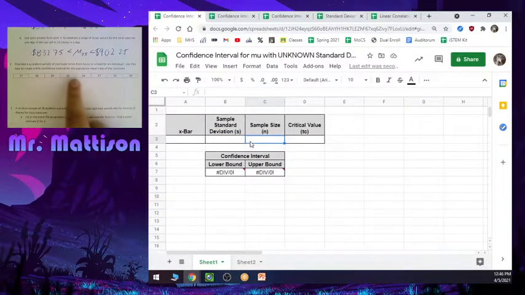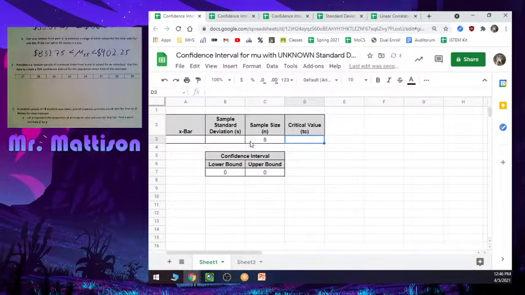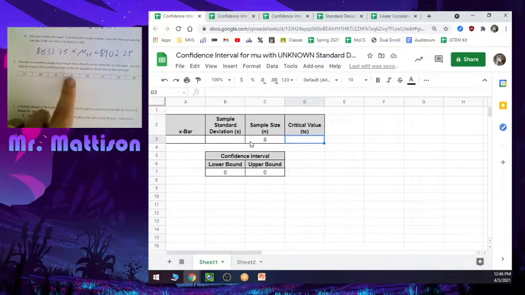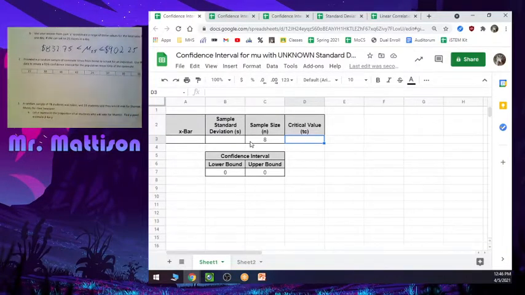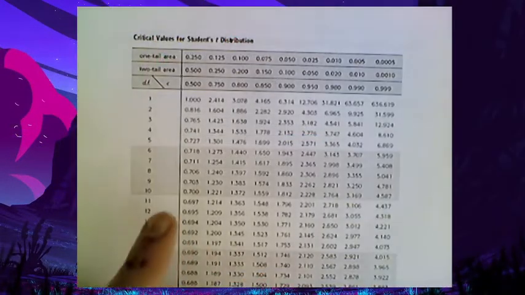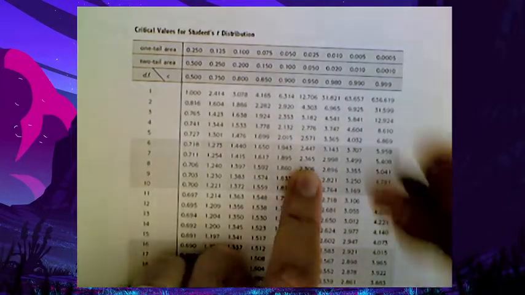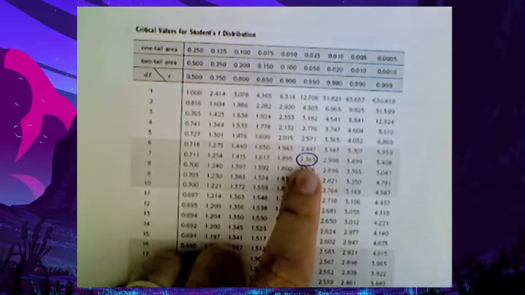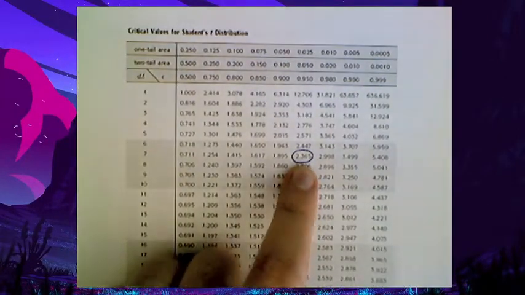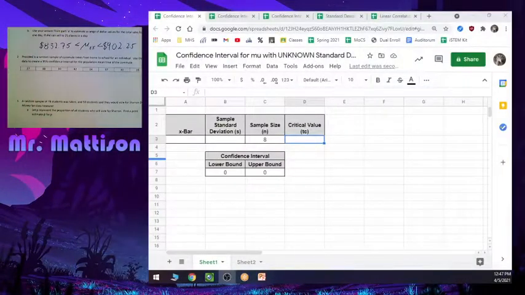I got 1, 2, 3, 4, 5, 6, 7, 8. And then for my critical value, I'm looking for a 95% confidence interval. I have a sample size of 8, so one less than that is 7. So go to degrees of freedom. Here, I'll show you this. Degree of freedom of 7, looking for the 0.95, and that would be 2.365 for that one. So back over here, there we go, 2.365.